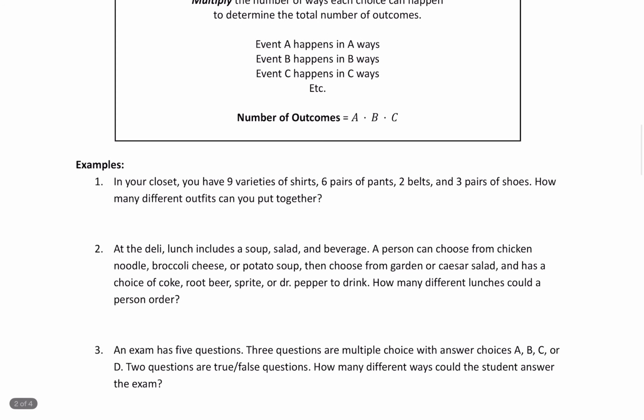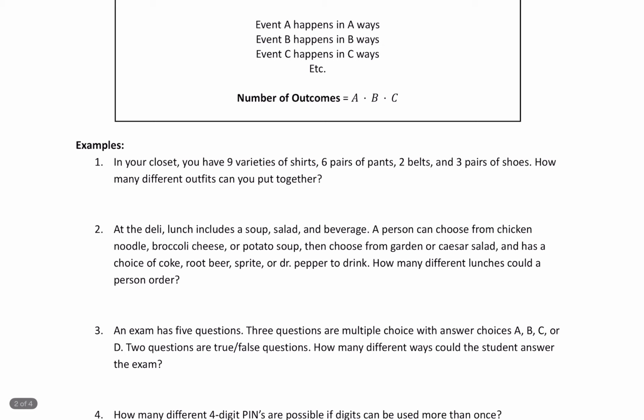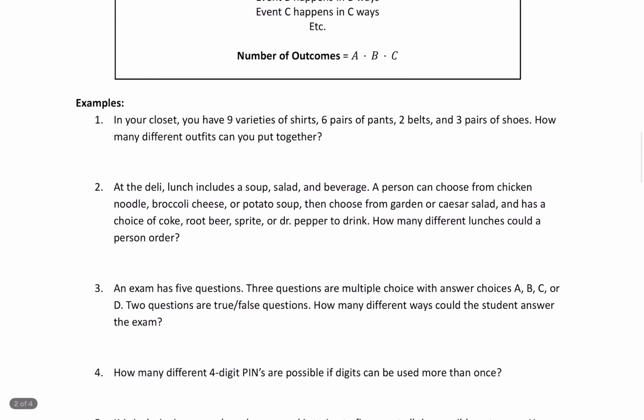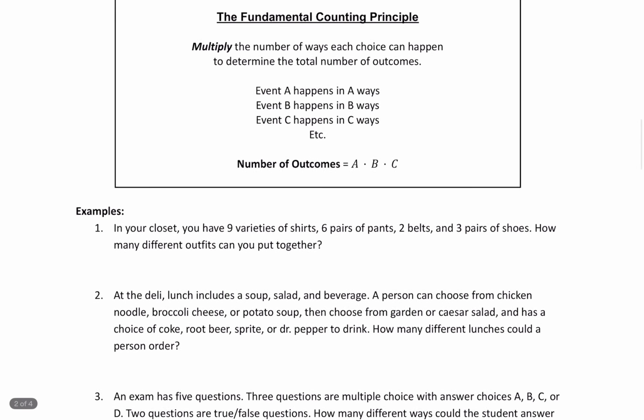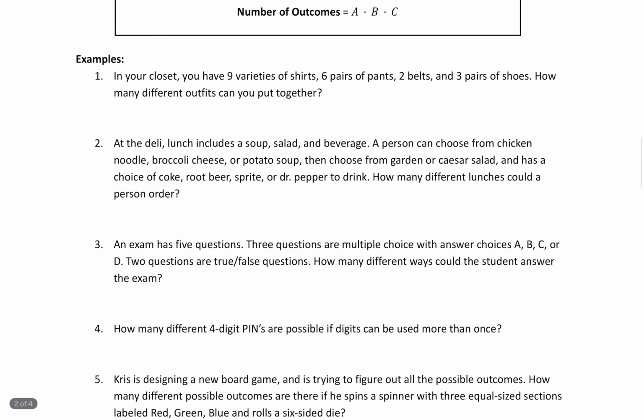So let's look at a couple examples here. It says, in your closet, you have 9 varieties of shirts, 6 pairs of pants, 2 belts, and 3 pairs of shoes. So using this fundamental counting principle here, we can say we have 9 shirts, we have 6 pairs of pants, we have 2 belts, and we have 3 pairs of shoes, which is going to give us 324 different outfits that we can put together.